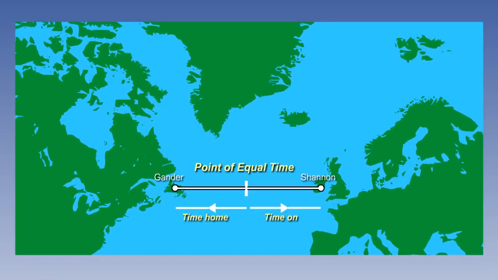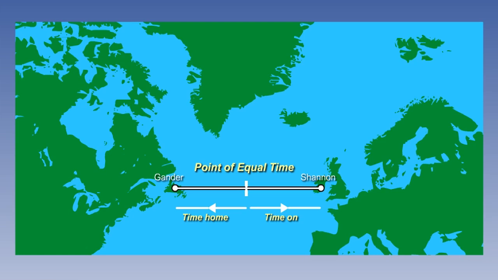The point of equal time is defined as that point along track from which it will take the same time to fly to one of two airfields. If an emergency were to occur after the PET, it would be quicker to go on. And if before the PET, it is quicker to return. The point of equal time therefore occurs when time on equals time home.